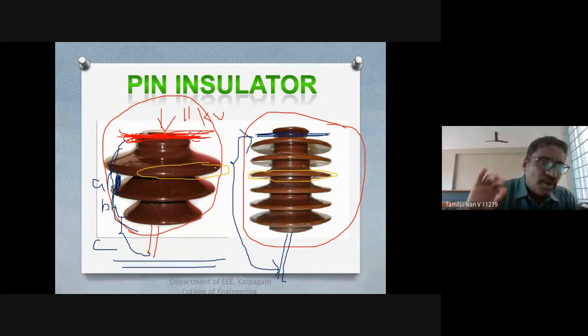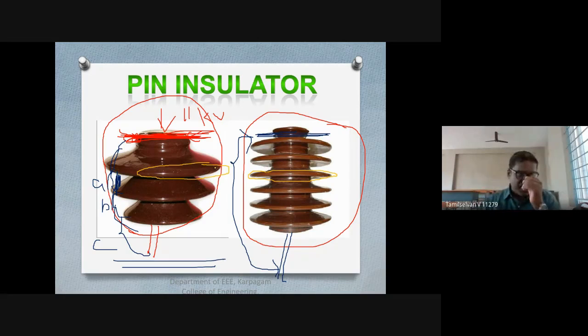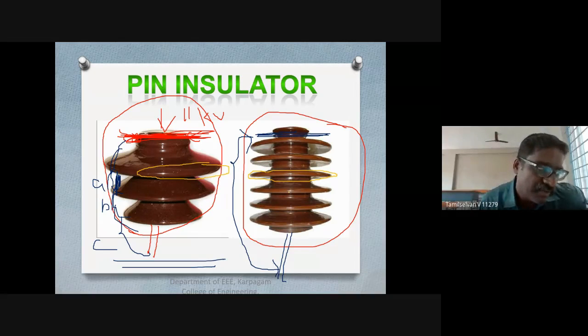If you want to avoid the puncture in your insulators, then the insulator should be provided with sufficient thickness of porcelain. Then we can avoid the puncture. That sufficient thickness depends upon the voltage level. The thickness may vary.